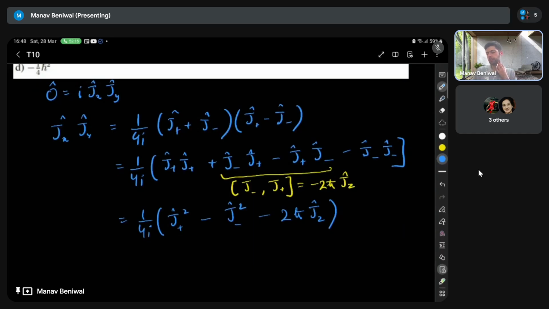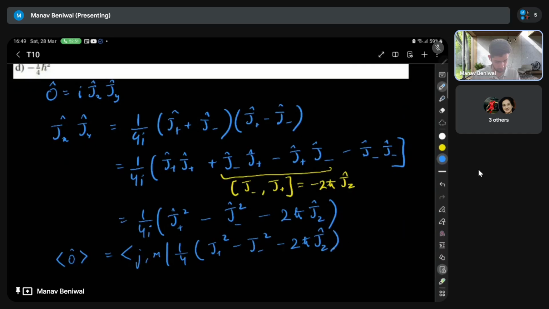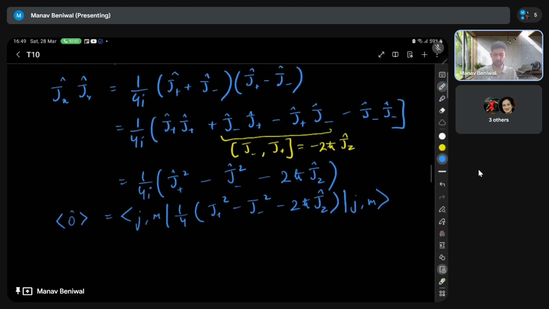Now if you want to find the expectation value of the operator, we have to multiply by i here, so this i and this iota will cancel out. So we'll have the bra j comma m, 1 by 4, then J plus squared minus J minus squared and minus 2h cut Jz, and then the ket j comma m. This is the expectation value.